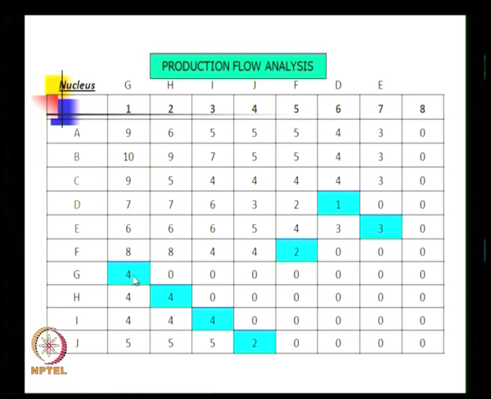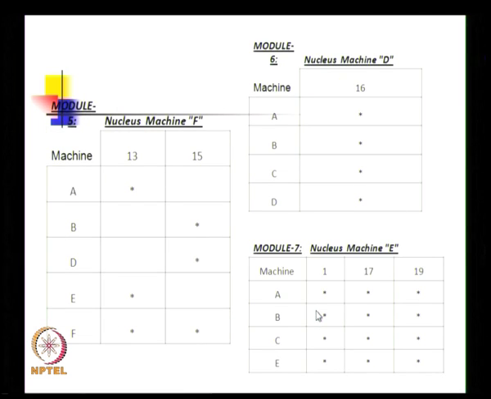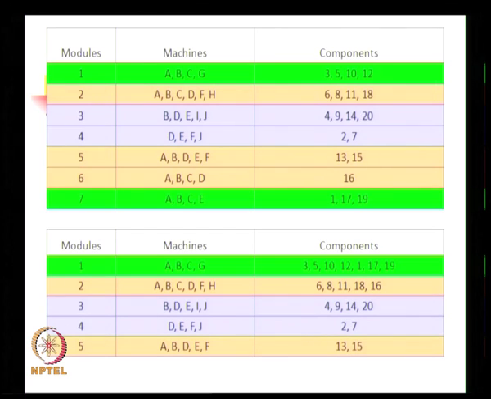So we will start with machine number G as the nucleus machine and we will create the first module, the second module, the third module, the fourth module, fifth module, sixth module and seventh module. So there are 7 modules that are created and the 7 modules along with the components look like this.